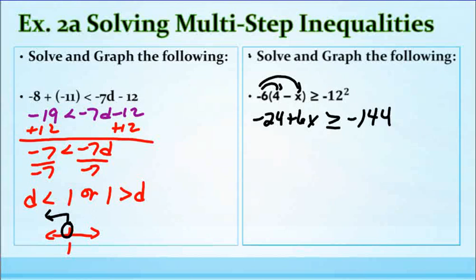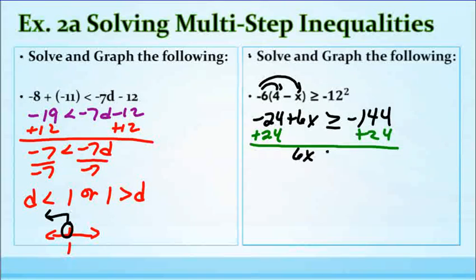Now I can get the 6x by itself by adding 24 to both sides. And now I'm left with 6x is greater than or equal to negative 120. To get x by itself, divide by 6.